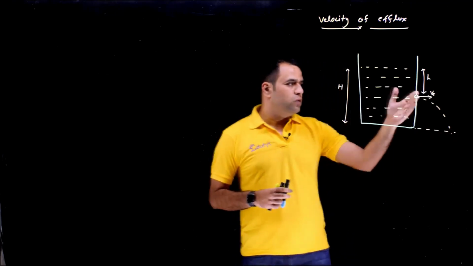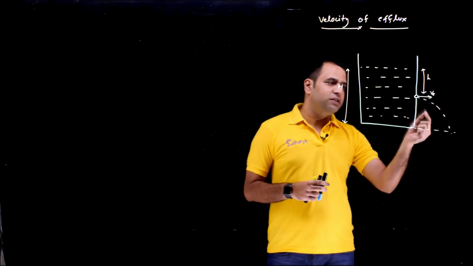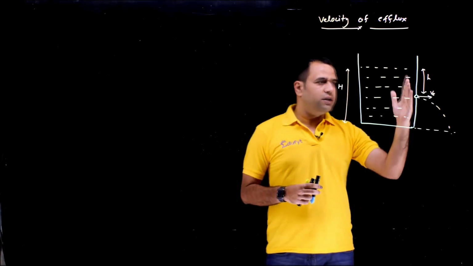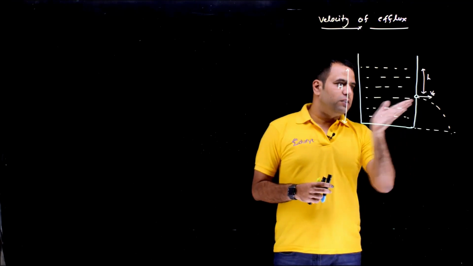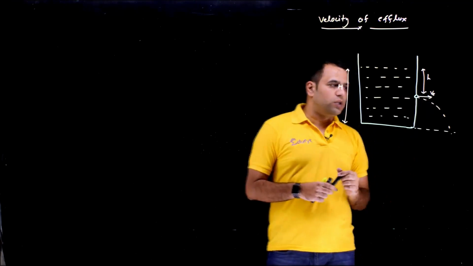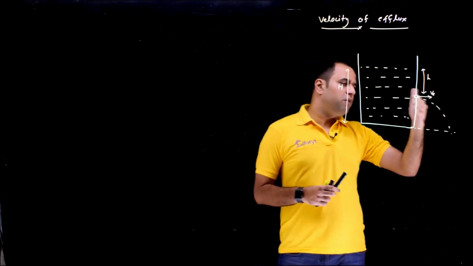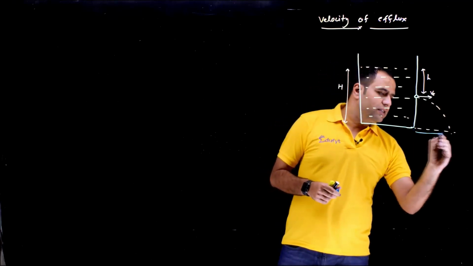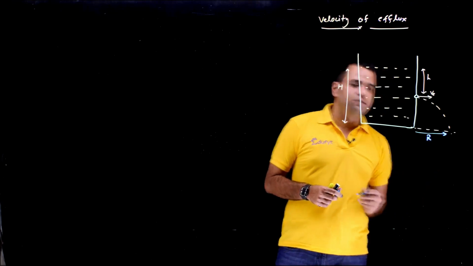And obviously when this fluid goes out, its velocity will be perpendicular to the cross-section area of the hole. That cross-section is vertical, so the fluid will be going out horizontally outward. When it goes out, it will follow a projectile motion and land somewhere, and this distance will be capital R.